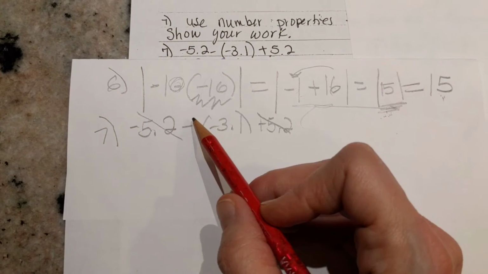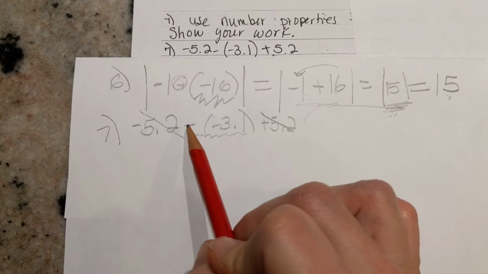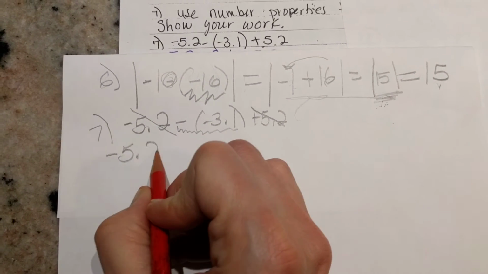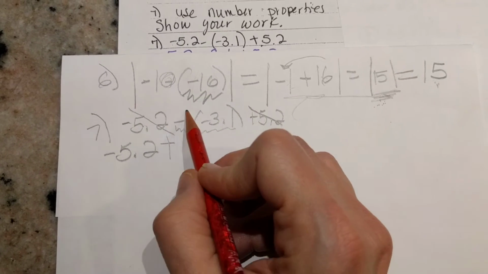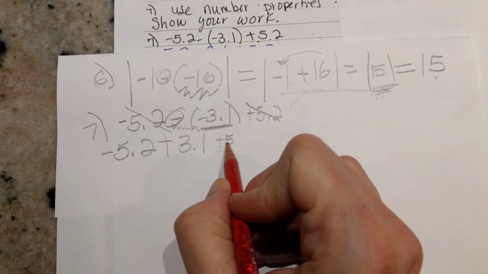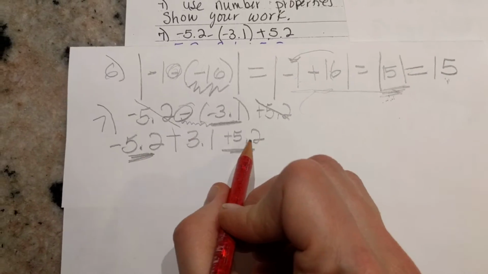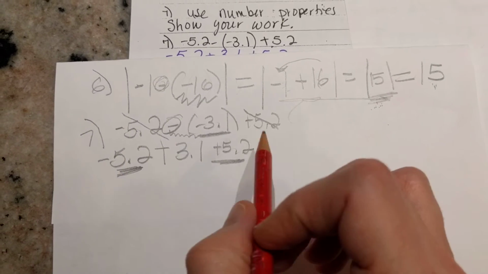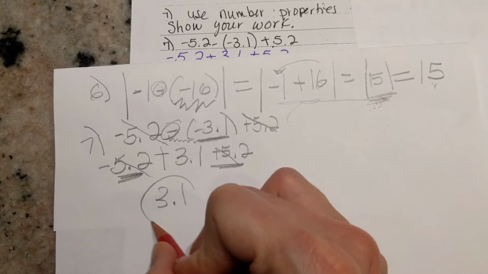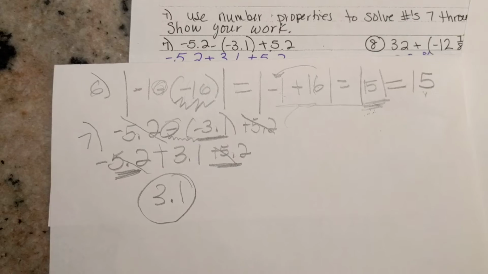But what you failed to recall was that minus negative changes not only this sign, but it changes the sign to the next number. So we get -5.2 plus opposite, so this becomes 3.1 plus 5.2. Now you can take these two numbers, notice that they're additive inverses. This is negative, this is positive, they go to 0, leaving you with simply 3.1. Done. Let's go to number 8.